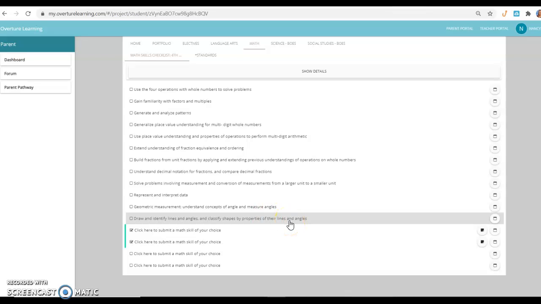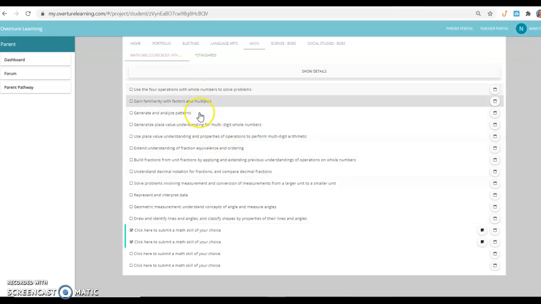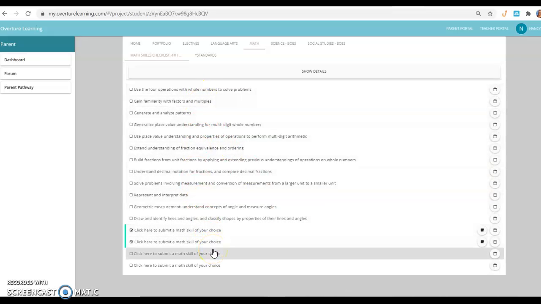Hello, I'm super excited to show you some different resources that you can use to help guide your instruction or know how to report in option B in Overture. So this is a listing of the skills checklist for fourth grade. We'll use this as an example today.